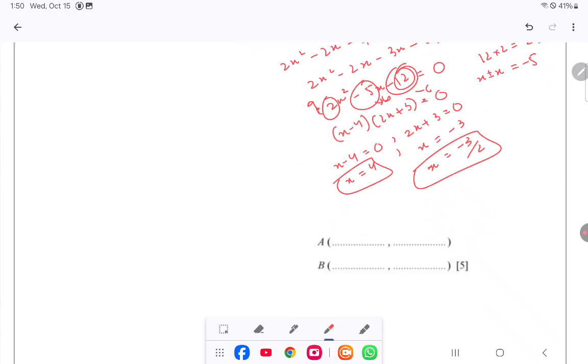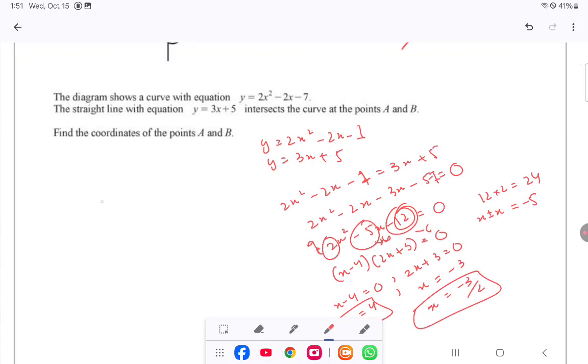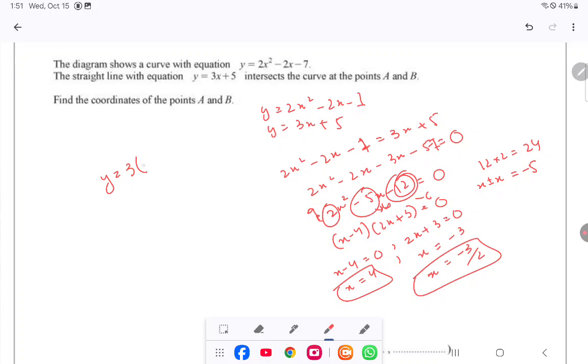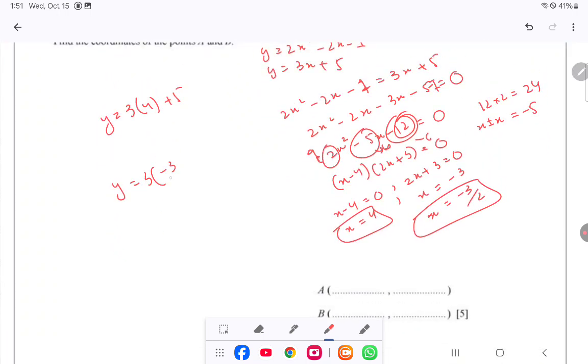And for the y, put these two x values into the given equation. First one is 3 times 4 plus 5, and for the second one y is equal to 3 multiplied by negative 3 over 2 plus 5. 3 into 4 is 12 plus 5, it will give you 17, and from that 3 into 3 is 9 over 2, negative, plus 5.